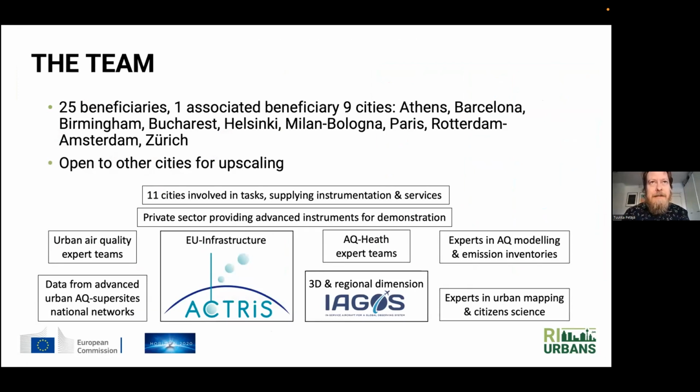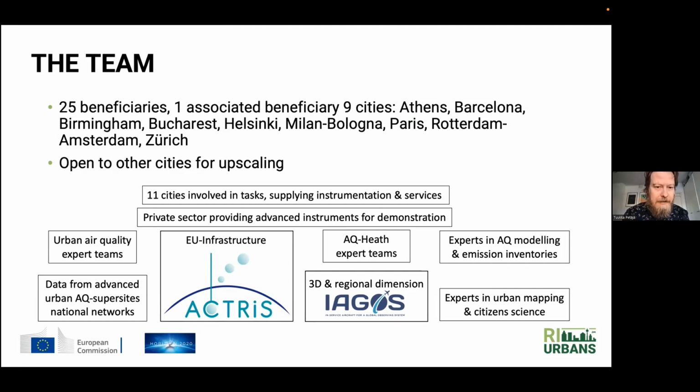As Claudio was explaining, there is ICOS, the Integrated Carbon Observation System. The relevant European infrastructures for air quality are ACTRIS, the aerosols, clouds, and trace gases infrastructure, and IAGOS. IAGOS makes air quality measurements on commercial aircraft, and they provide the vertical profiles and regional dimension of air quality. And ACTRIS makes ground-based remote sensing and in situ observations at different sites.